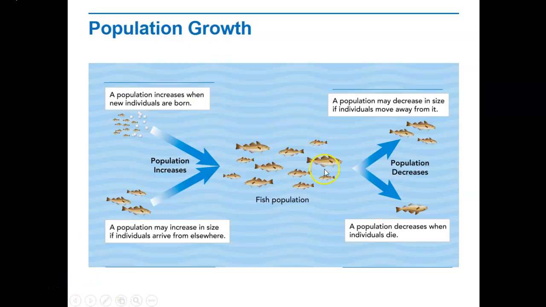So we have a fish population in the center here. And this fish population can get larger when new individuals are born, or if you have fish moving in from somewhere else. And then the population will get smaller if fish are leaving or they're dying. And if we fill in the blanks there, those are our vocab words. So births and immigration will make the population bigger. Emigration and death will make the population smaller. So you should have those 4 conditions in your notes and how they affect population.